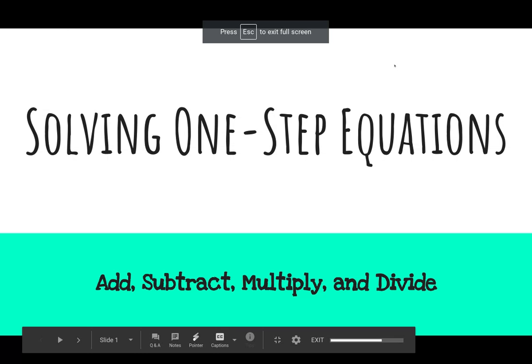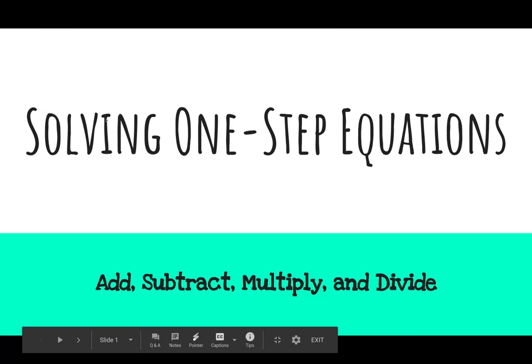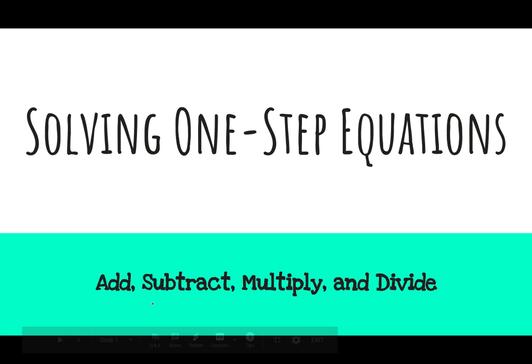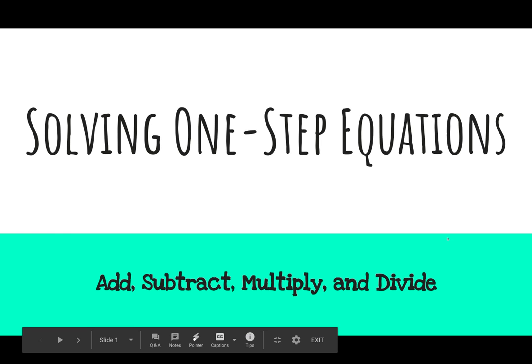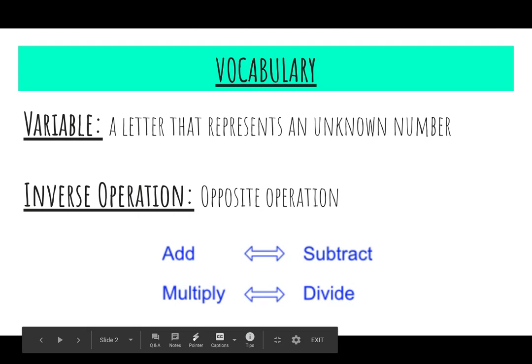Hi guys, so today we're going to be solving one-step equations. We're going to be using adding, subtracting, multiplying, and dividing. First thing I want to do is go over a couple of vocabulary words.